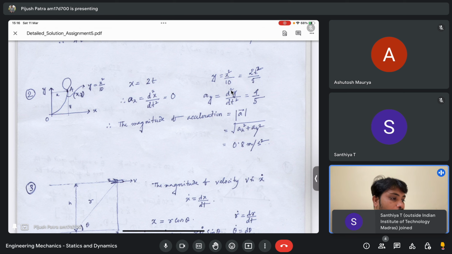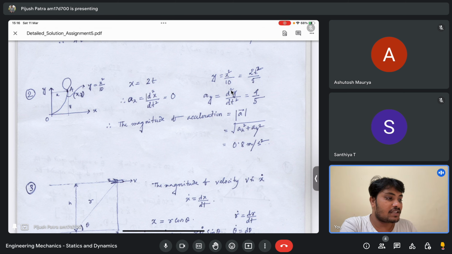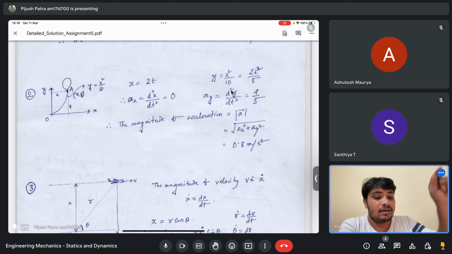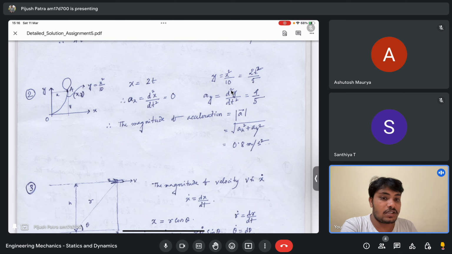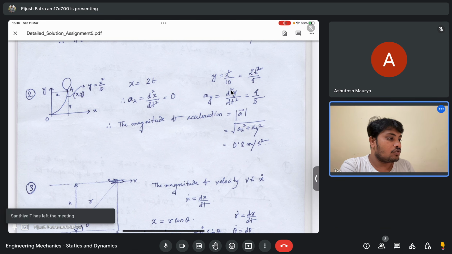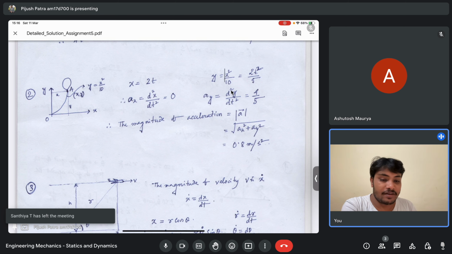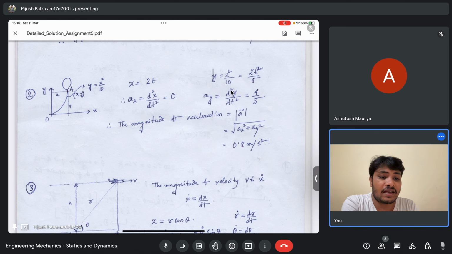along the x direction. My x equals 2t, that means ax equals the second derivative of 2t with respect to time, which is 0. Now the interesting part is that the trajectory of the balloon, y equals x square by 10, is also given. Now x is also known as a function of time, x equals 2t, so y should be 4t square by 10, that means 2t square by 5. So now I know y also as a function of t.